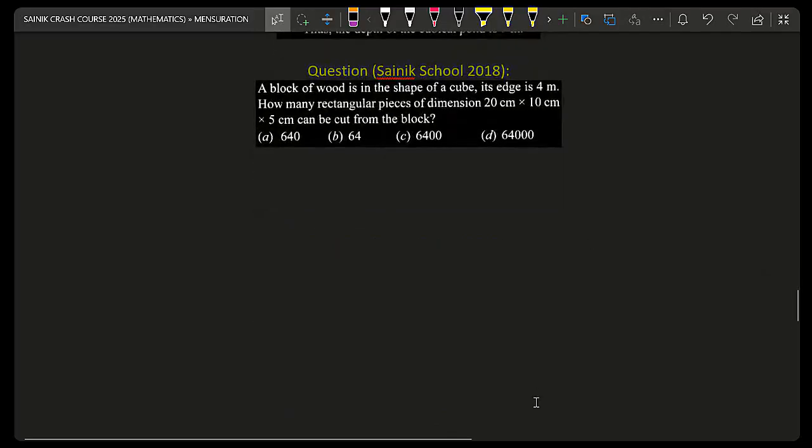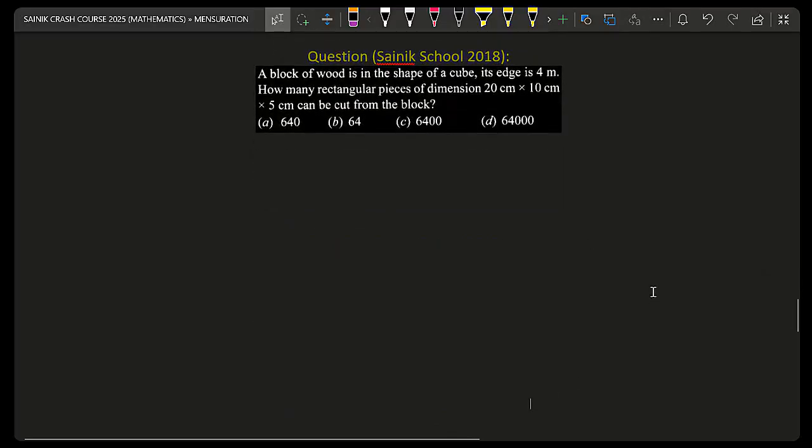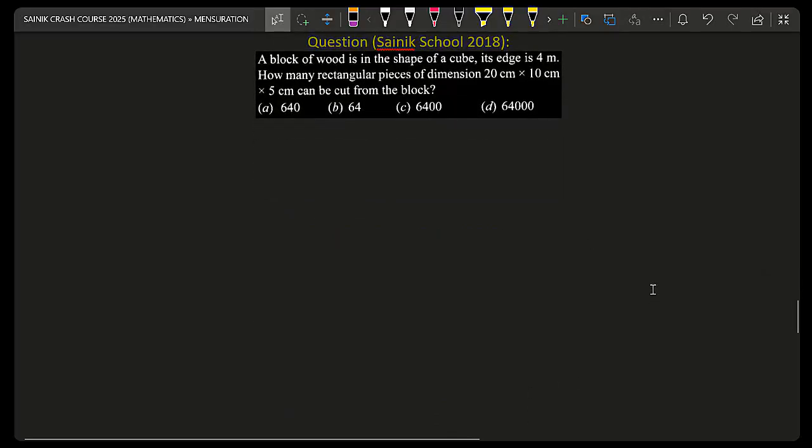Next question, 2018 paper. Sir, I can attempt the answer. Okay, try. A block of wood in the shape of cube. Its edge is 4 meters. How many rectangular pieces of dimension 20 centimeters, 10 centimeters and 5 centimeters can be cut from the block?